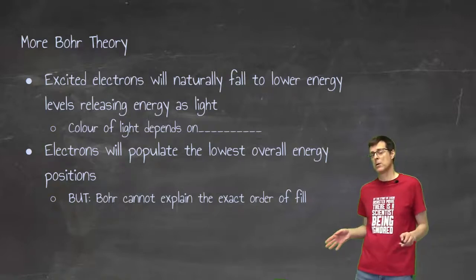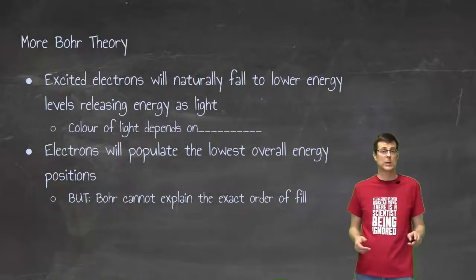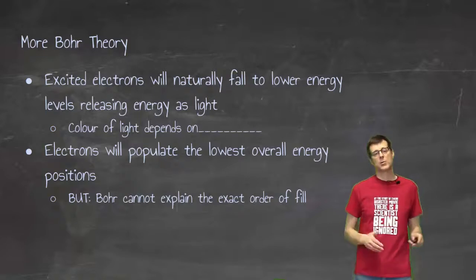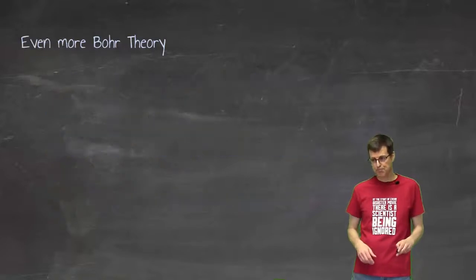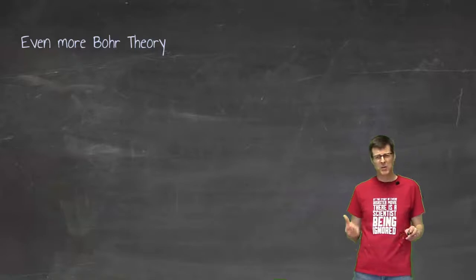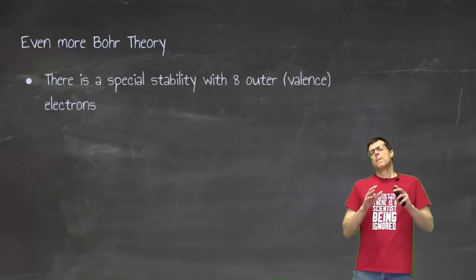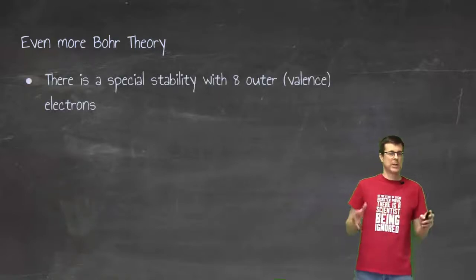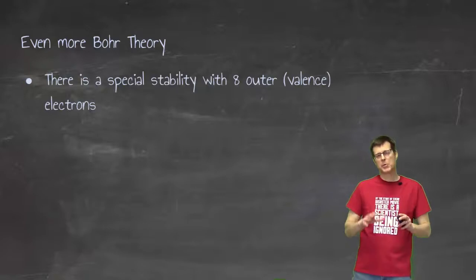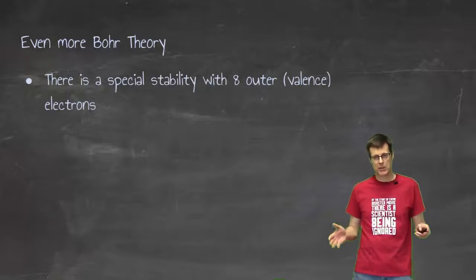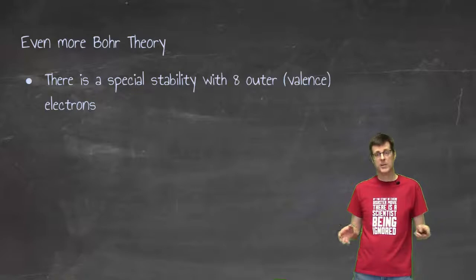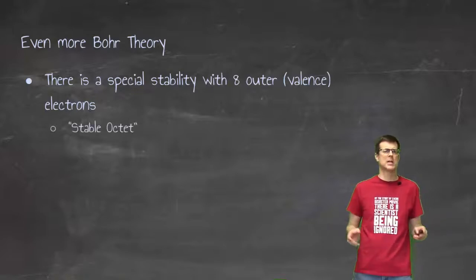It's a pretty good model, and it's going to do pretty much everything we need it to do, but there are going to be some questions that we simply cannot answer. Okay. It's a big theory. Bohr noticed, couldn't explain it, but he noticed that there was a special stability when you had 8 electrons in the outer orbit, called the valence orbit, and then valence electrons. He gave that a name, he called it a stable octet.